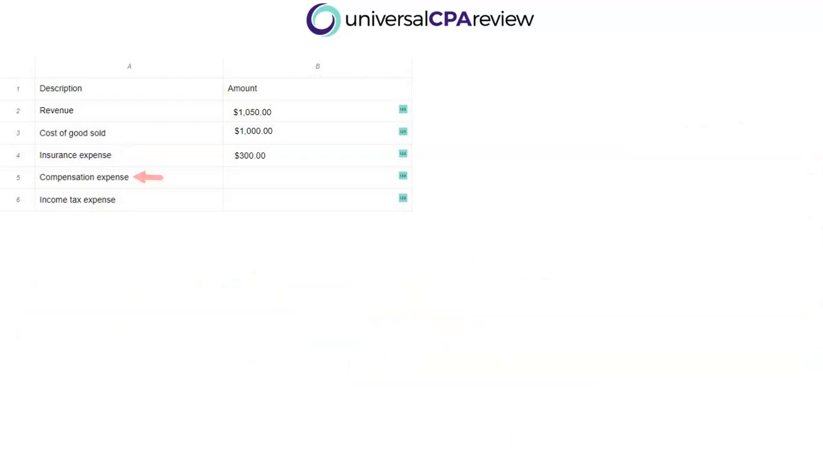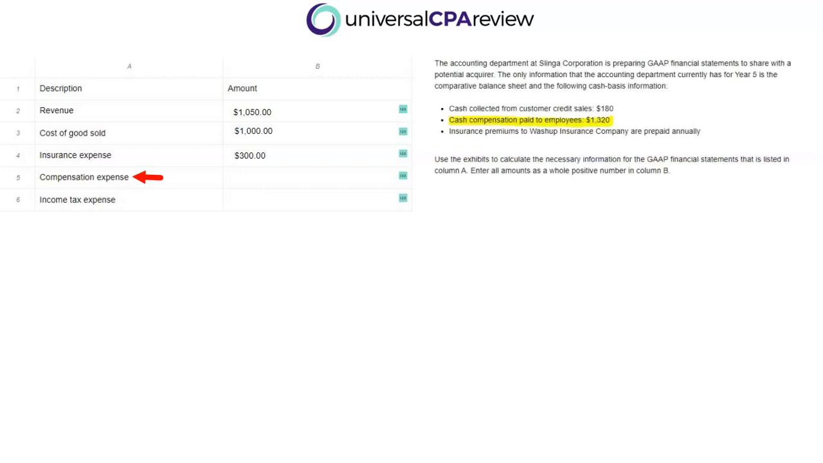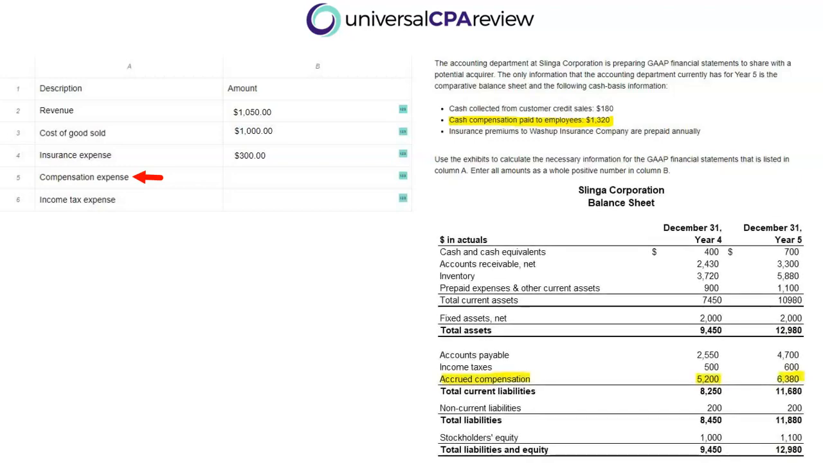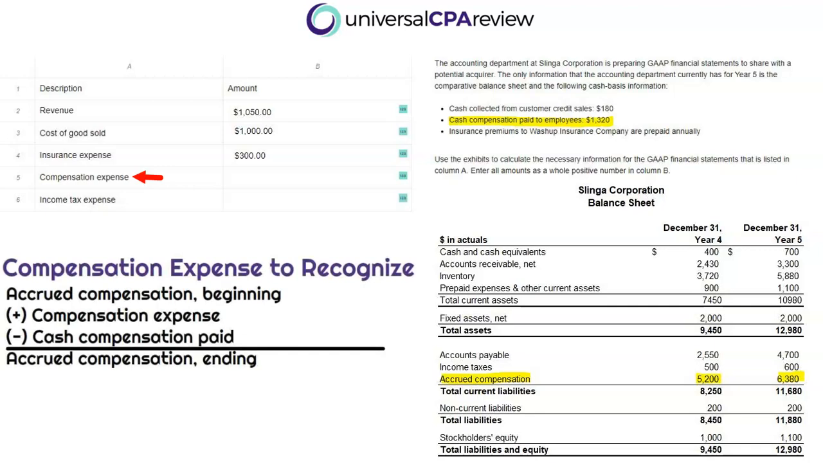So moving on to the next row, which is focused on compensation expense. Well, going back to the original prompt in the simulation, one of the pieces of information they did have was that cash compensation paid during year 5 was 1,320. So that's a helpful start for our roll forward. Now we're also going to need to reference that comparative balance sheet to get the beginning and ending accrued compensation balances. So looking at the balance sheet, it appears that the beginning balance was 5,200 and the ending balance was 6,380. So we have all the information for our roll forward now.